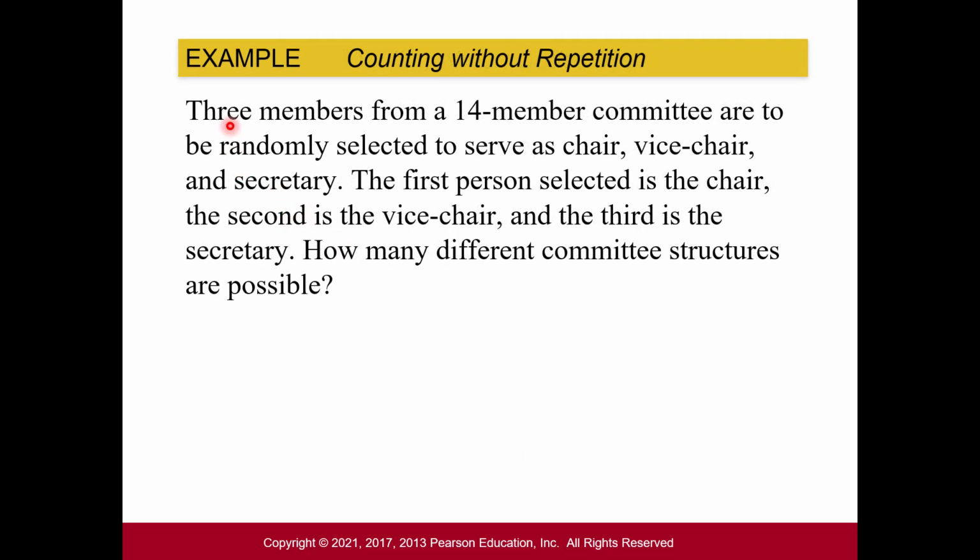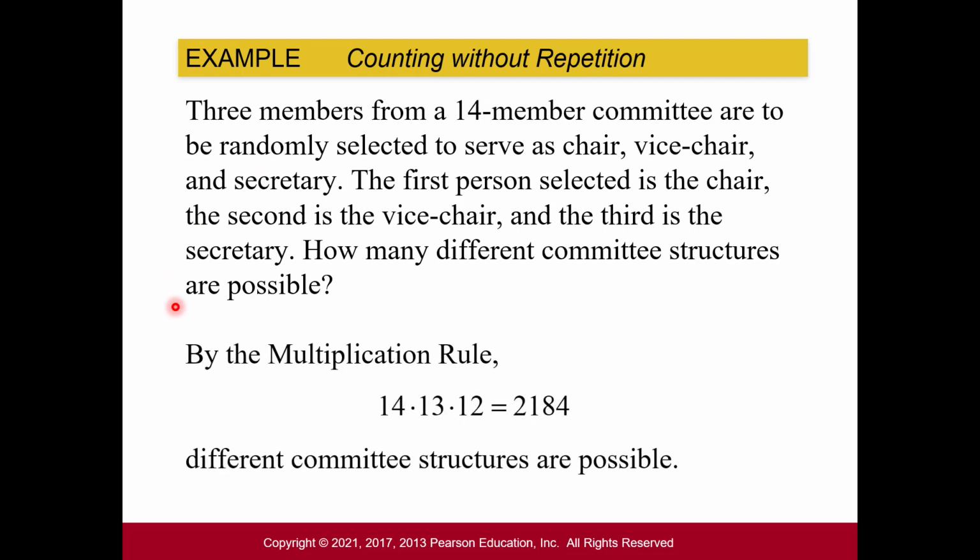All right, here's another one. 3 members from a 14-member committee are to be randomly selected to serve as chair, vice chair, and secretary. The first person selected is the chair, the second is vice chair, and the third is secretary. How many different committee structures are possible? So there's 14 people in the committee, and 3 have to be randomly selected. So notice how this one's going to work.